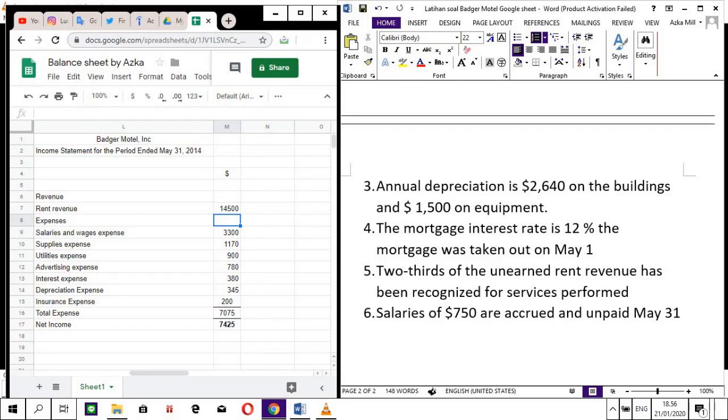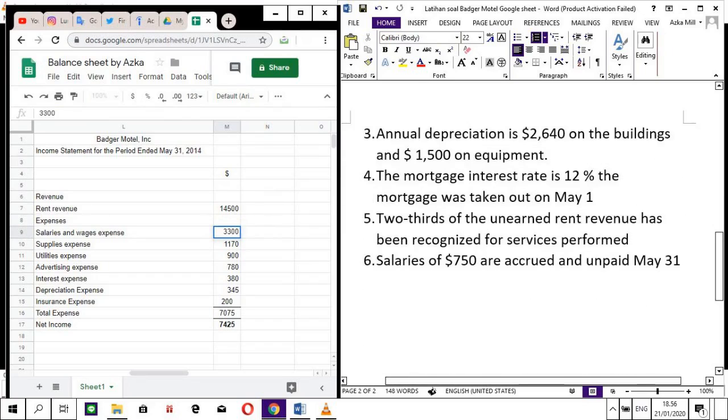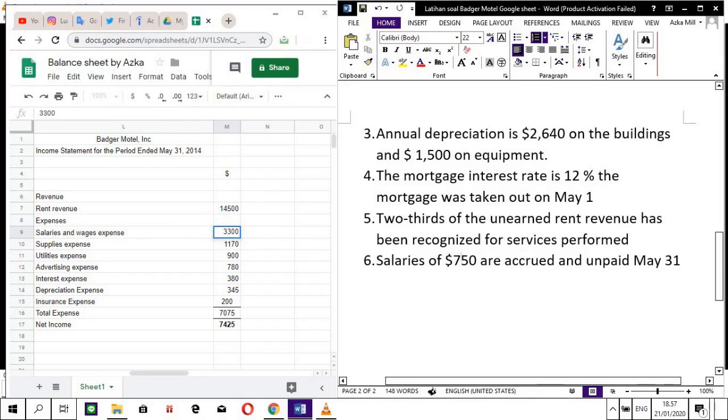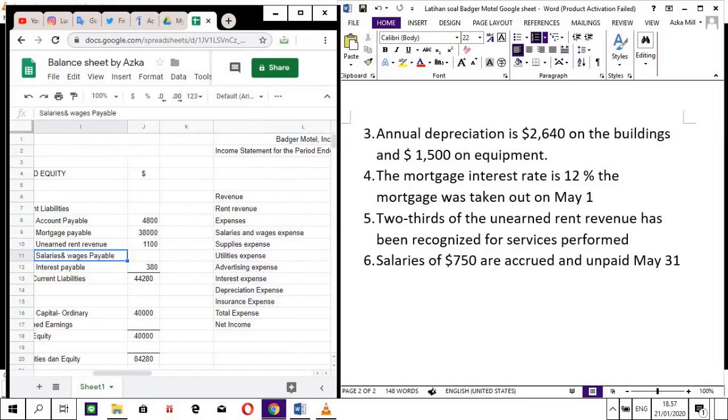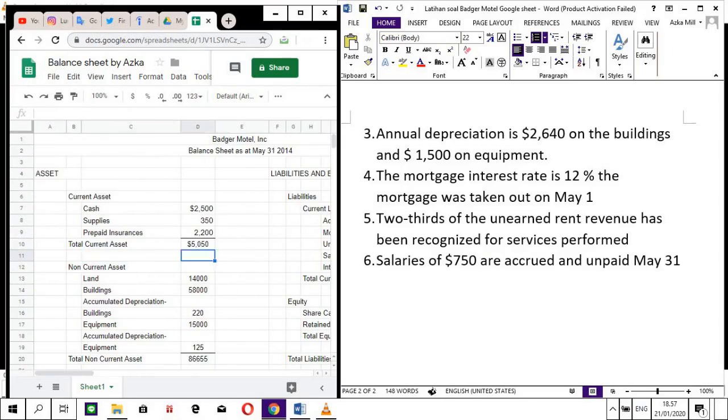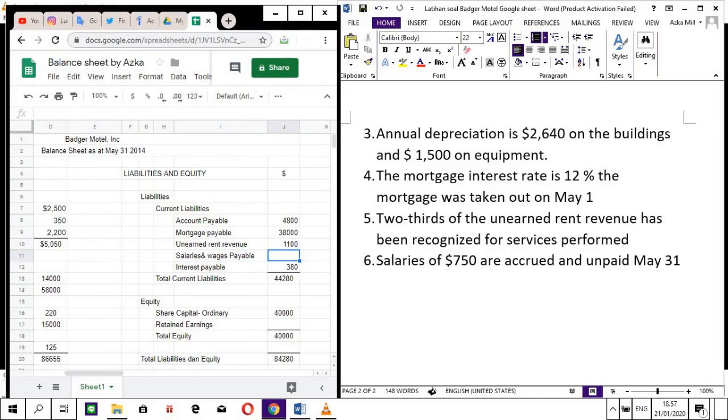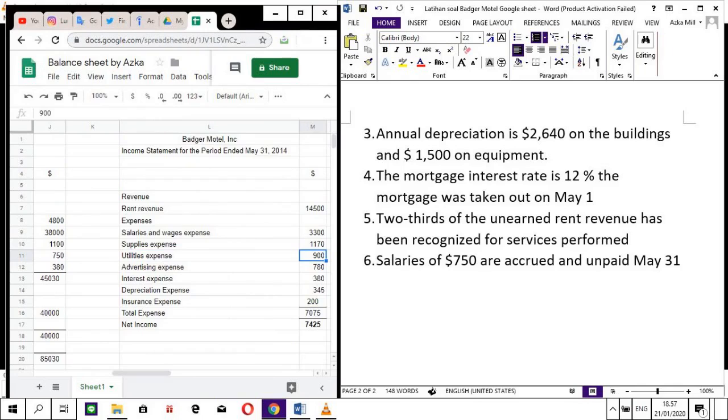Okay, next, number 6, salaries of $750 are accrued and unpaid on May 31. This is an accrued expense. We haven't paid our employees yet, so we accrue it as a liability, and under the accrual method we have to report the salaries expense account.